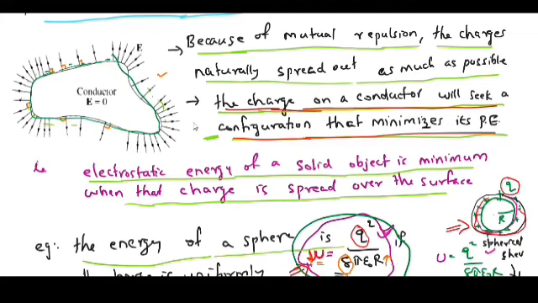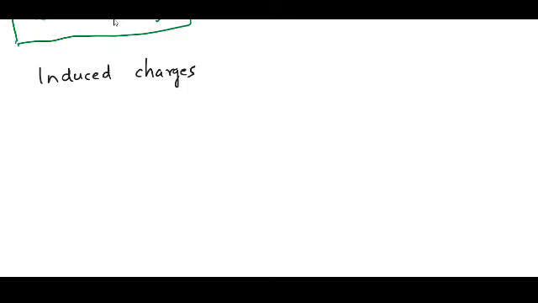Therefore, if the charges are distributed throughout the surface, where the charges are spread out as much as possible, this configuration will have the electric field perpendicular to the surface. Right. These are all the basic properties of the conductors. Next, we discuss the induced charges. What does it mean by the induced charges?